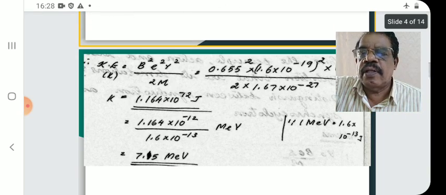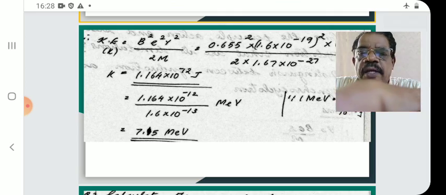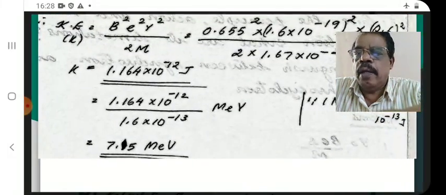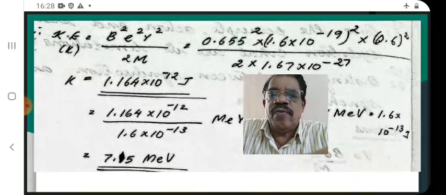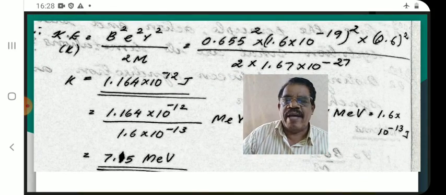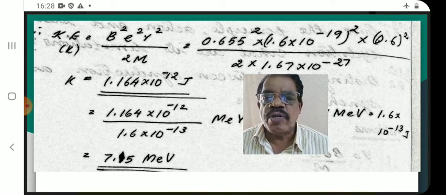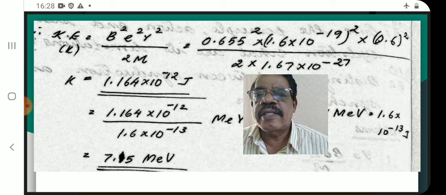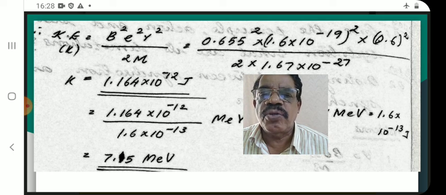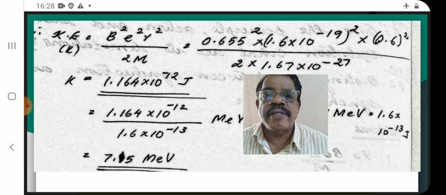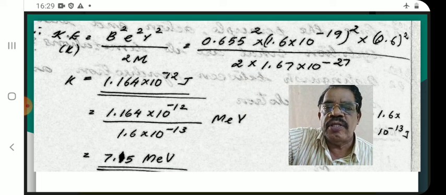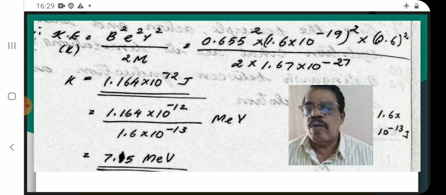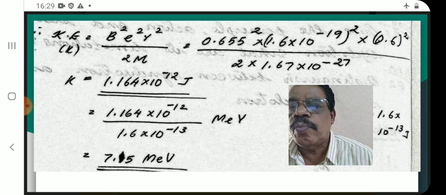Now comes the kinetic energy of the particle, the proton. K is equal to B²e²r²/2m. All the values are put. B we have calculated and we can substitute it here: 0.655 squared into 1.6 × 10^-19 squared into 0.6 squared by 2 × 1.67 × 10^-27. That gives K as 1.164 × 10^-12 joule.